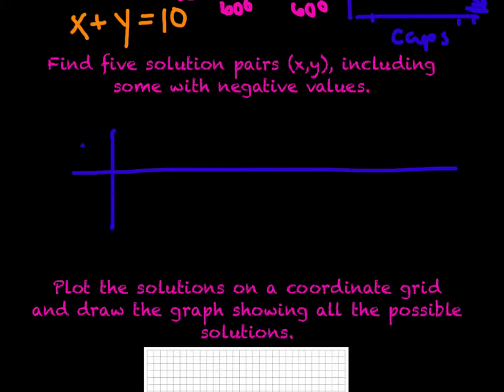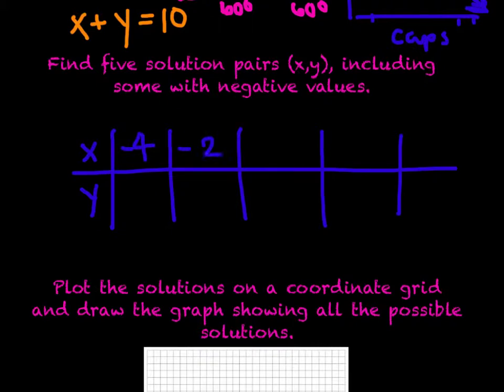If we were to make ourselves a table, we'd have x and y, and we need to find 5 sets, so I'm going to make 5 little spots for this. And we need to do this with having some negative values. So let's say -4. We could also do -2, 0, 2, and 4. Just a bunch of numbers. I'm totally picking them at random.